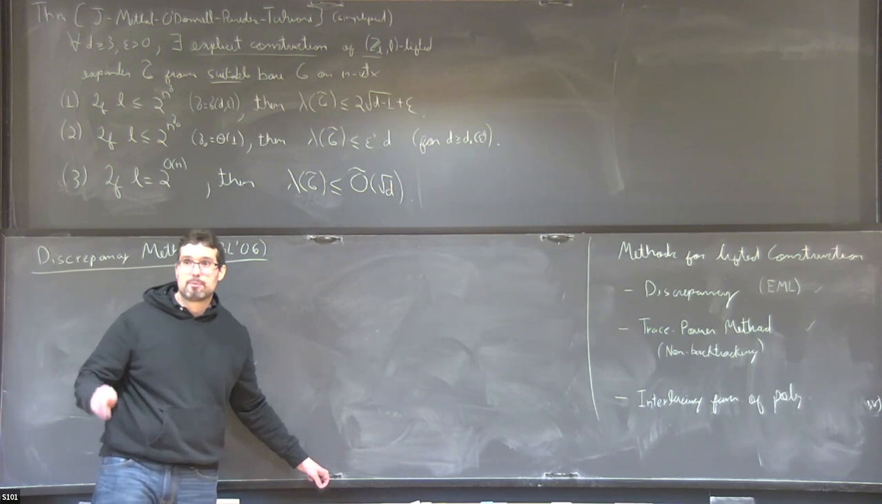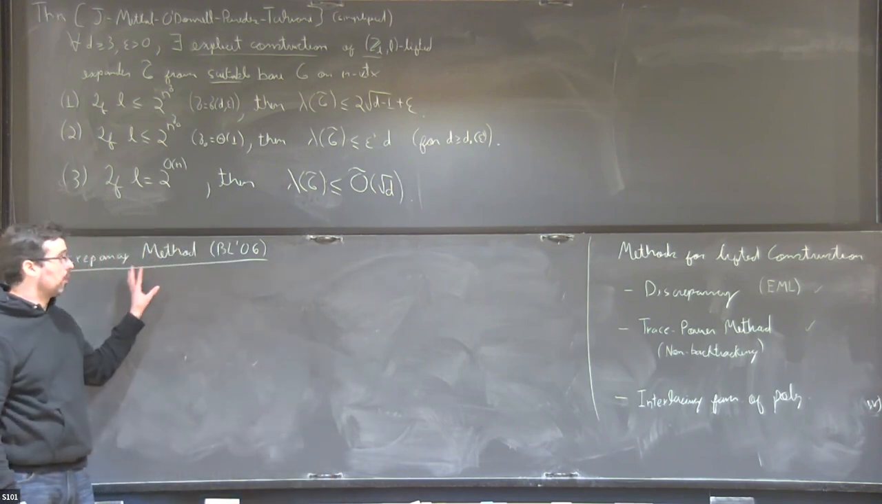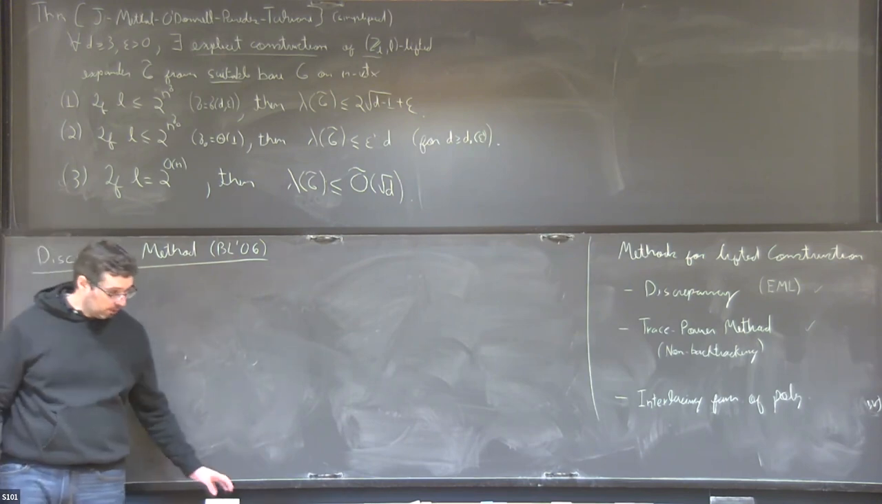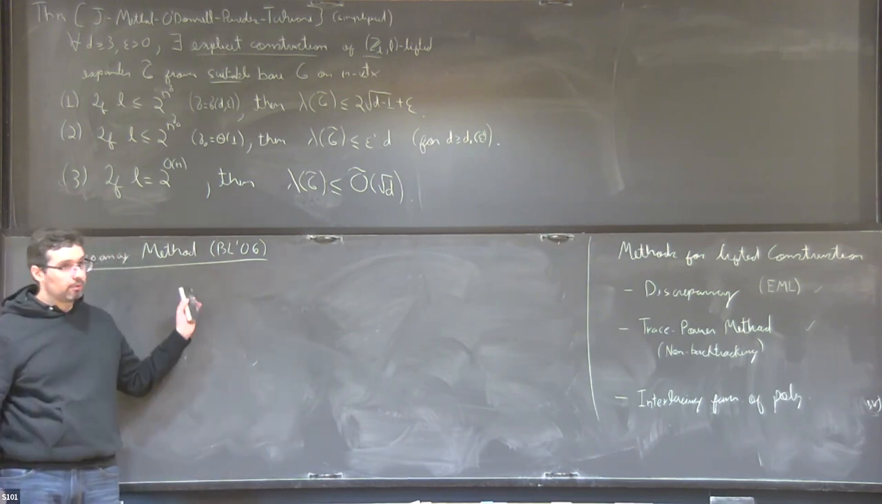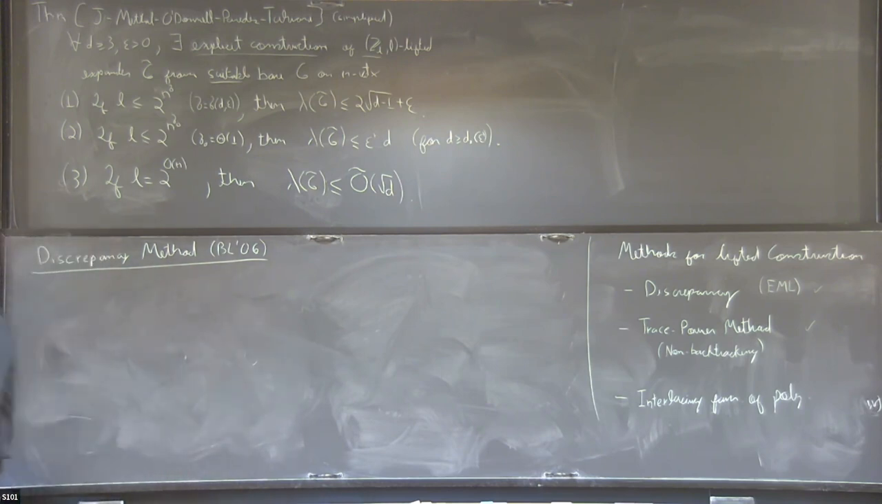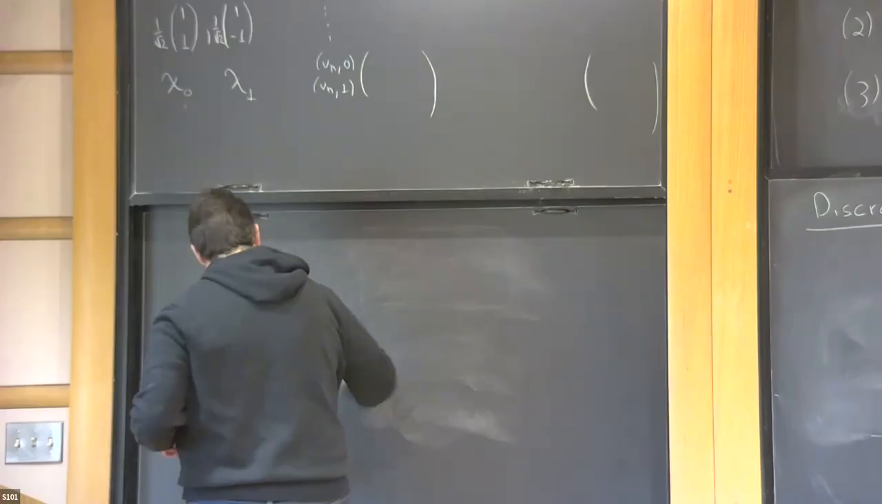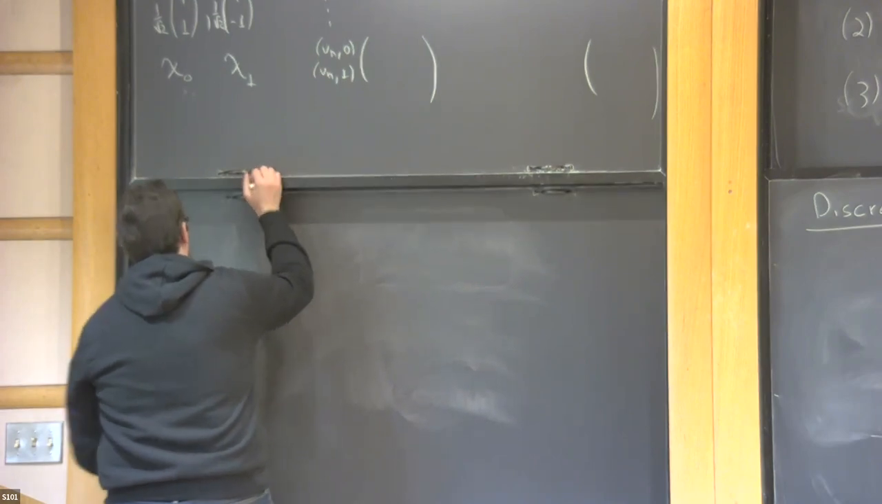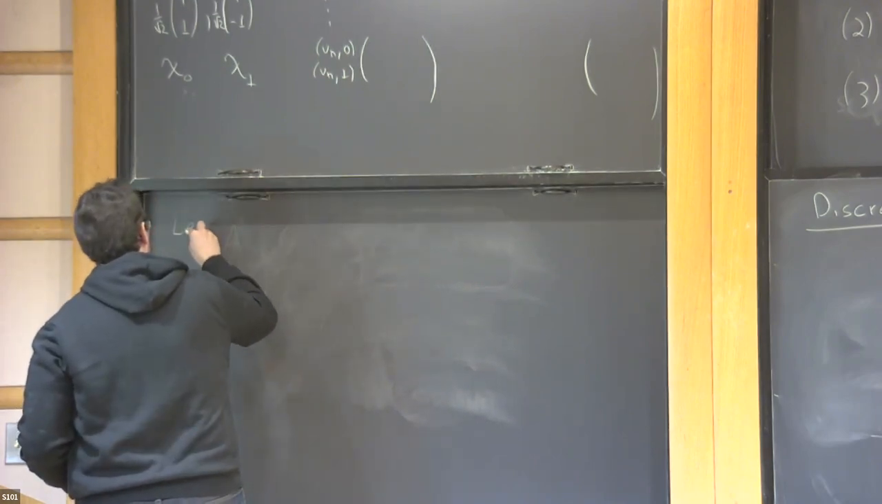Welcome back. Thank you. So I would like to discuss a little bit about the discrepancy method. I'm going to only sketch to give some idea of what's going on. For this part you're going to crucially rely on a simple application of Bilu and Linial. The key lemma that you're going to need from Bilu and Linial is very curious. It's to try to understand the norm of the matrix. So here's the lemma.